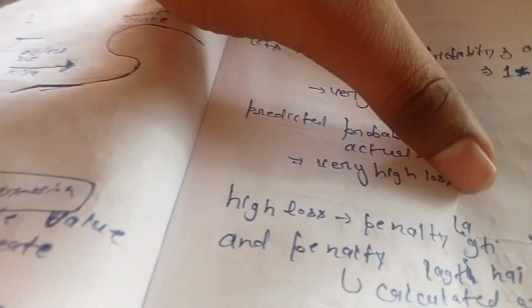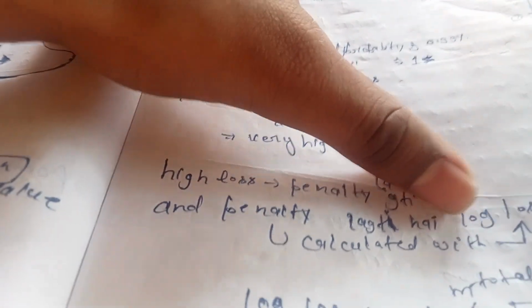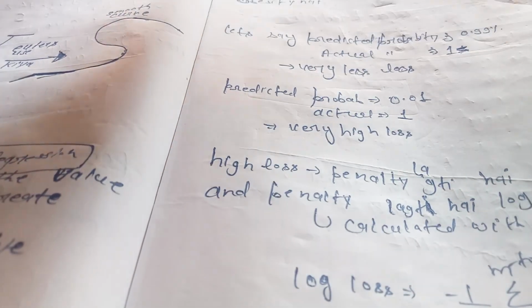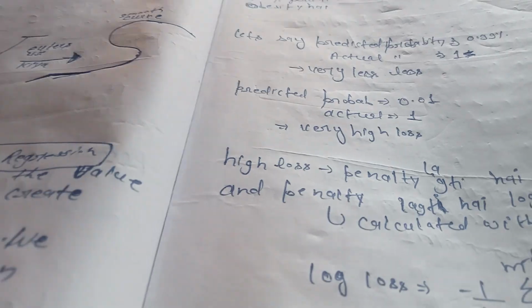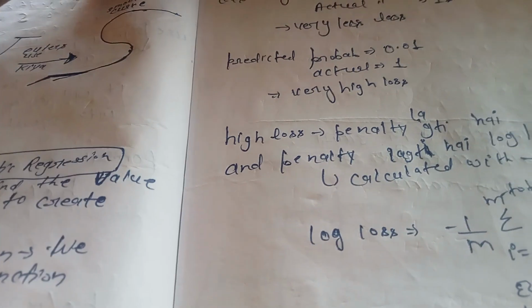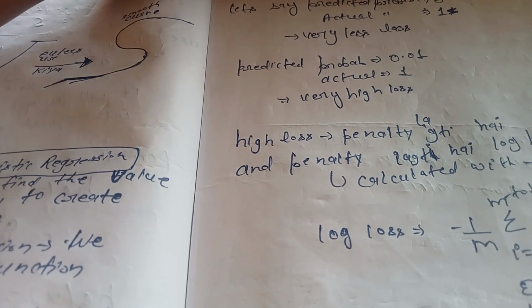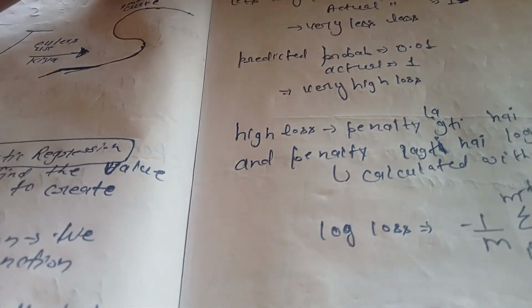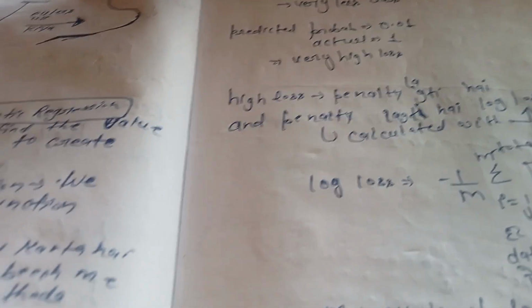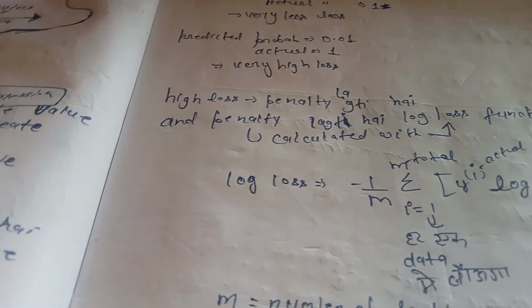High loss पेनल्टी लगती है, एंड पेनल्टी लगती है तो लॉग लॉस फंक्शन में कैलकुलेट विद, एंड अगर पेनल्टी लगती है तो लाइक वी विल कैलकुलेट विद द लॉग लॉस फंक्शन से. ओके, हाई लॉस पेनल्टी लगती है एंड पेनल्टी लगती है लॉग लॉस फंक्शन से कैलकुलेट करते हैं. एंड लॉग लॉस का फॉर्मूला कुछ इस तरीके से होता है.